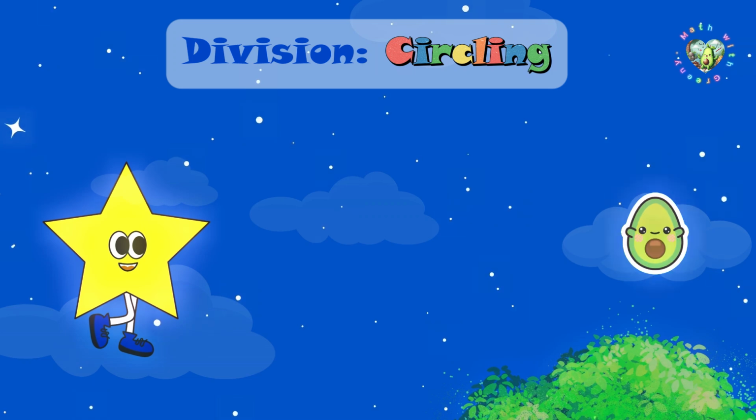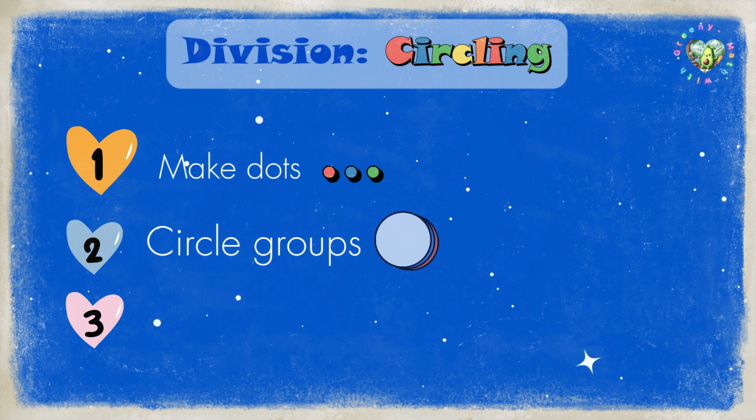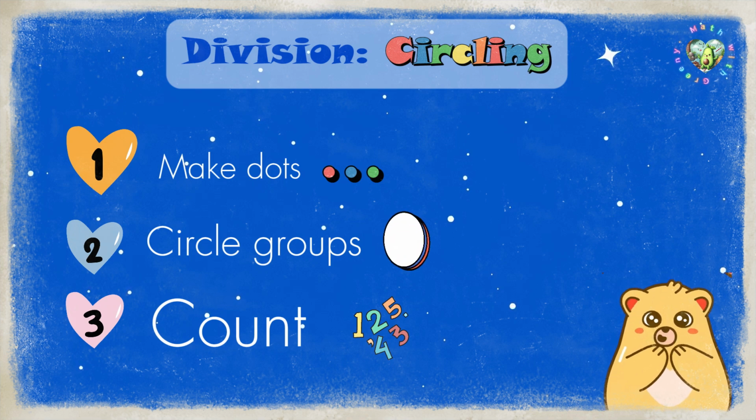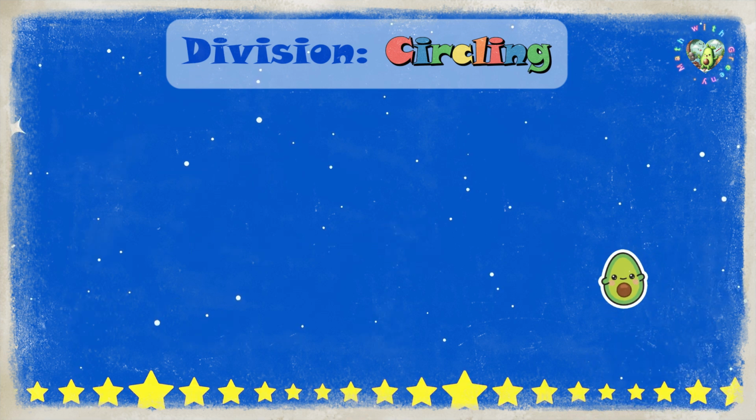Hi, Greenie. Today, we're solving division with remainders by circling. It's super easy. Just 3 simple steps. Make dots, circle groups, and count. Ooh, sounds fun. Show me how.